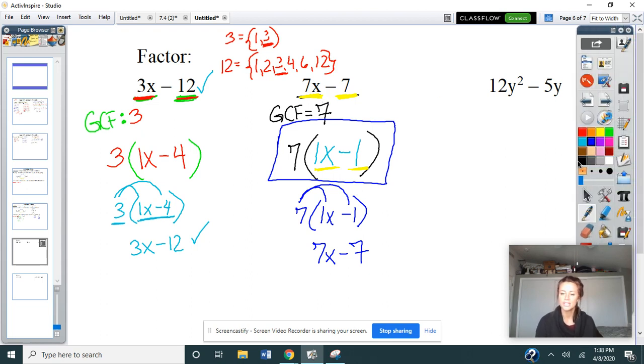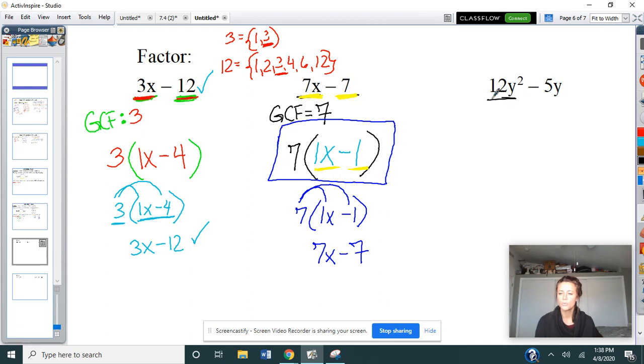All right, this one. The next one might be a little bit trickier. We've got 12y squared and 5y. So if you write out the factors of 12, what number, you can do it in your head, what number goes into 12 that also goes into 5?